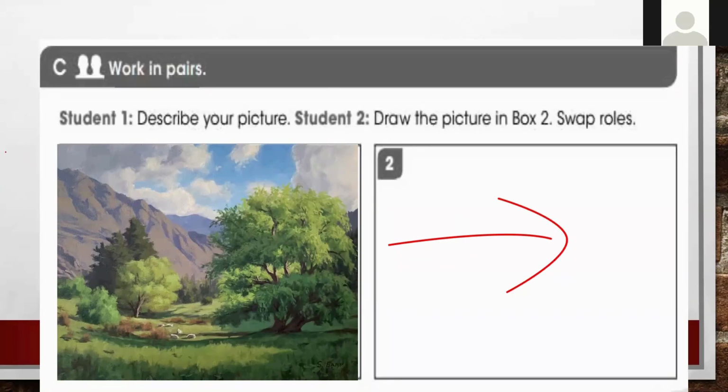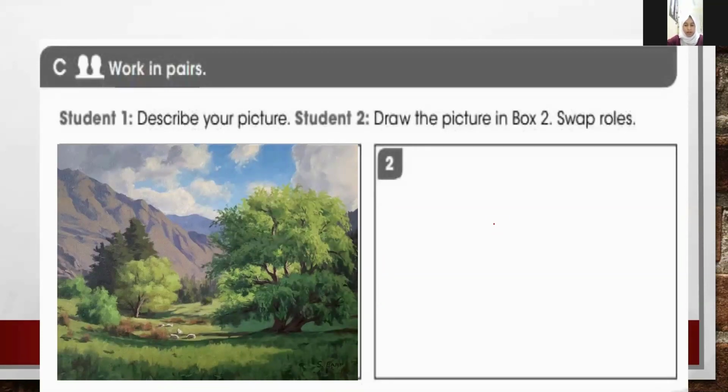Now Serene has to draw a picture here in A. Serene, can you describe this picture to Fatima? Fatima, without looking at the picture, has to imagine it and draw it in number two. Did you understand what I mean?